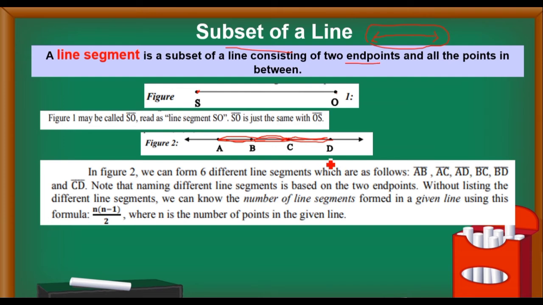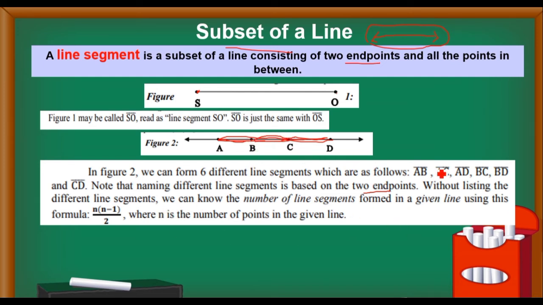Pwedeng baliktad kasi. Note that naming different line segments is based on the 2 endpoints. So, tandaan natin, kailangan ng 2 endpoints. Without listing the different line segments, we can know the number of line segments formed in the given line using the formula. O ma'am, paano kung napakarami? For example, 10 yung points natin. So, paano natin malalaman kung gaano karami?